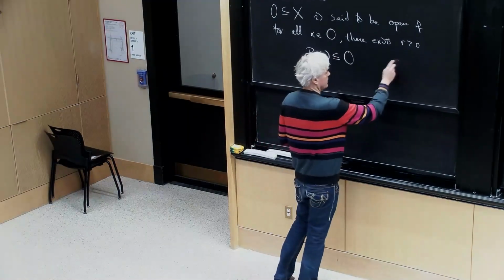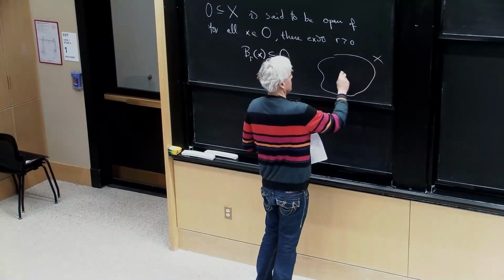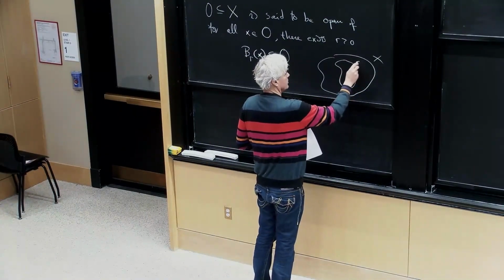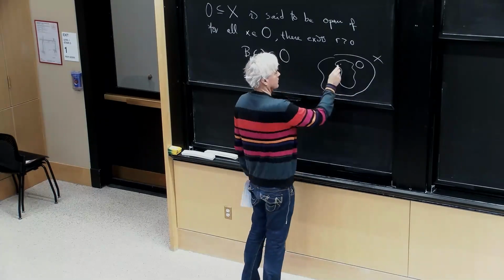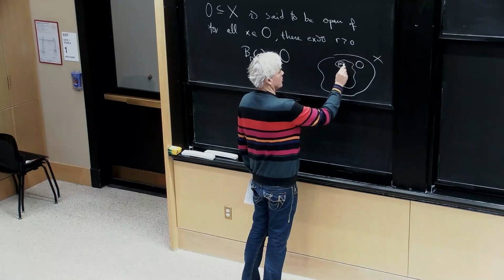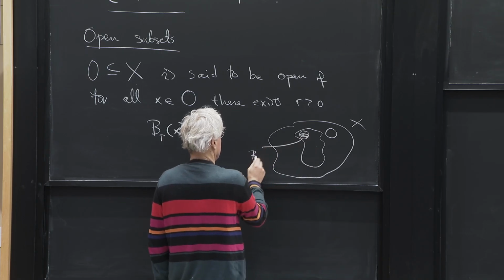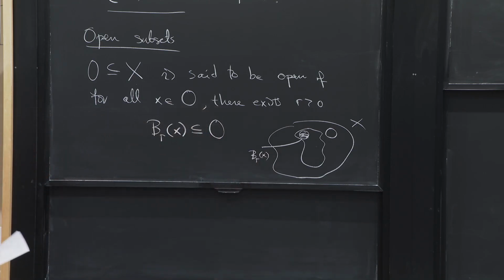And so the picture is that here you have x, here you have some open subset O, and if for each point x in O there is an entire ball that is contained in O, then O is said to be open.